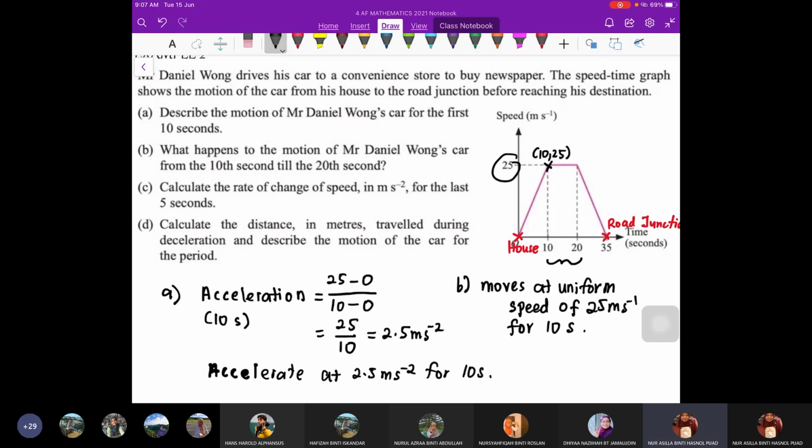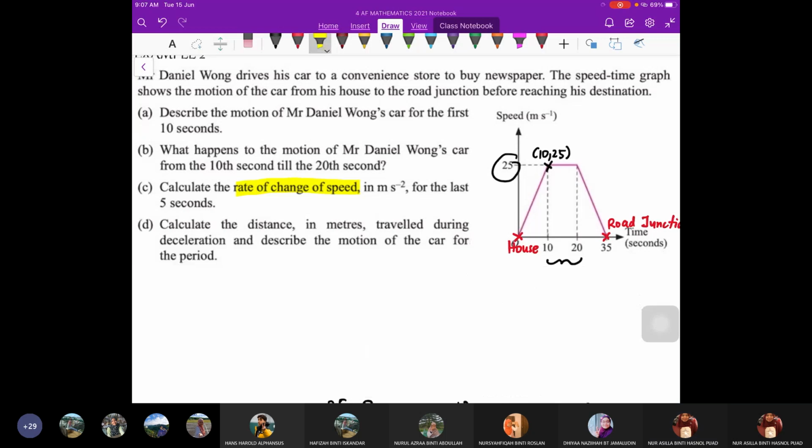Calculate the rate of change of speed for the last 5 seconds. Okay, so tengok je lah rate of change of speed. Ini sebenarnya dia nak minta acceleration ataupun deceleration. Or in other words, dia nak gradient. Okay, so C. The last 5 seconds. So dia turun kat sini. So rate of change, gunakan perkataan tu, jangan tukar.